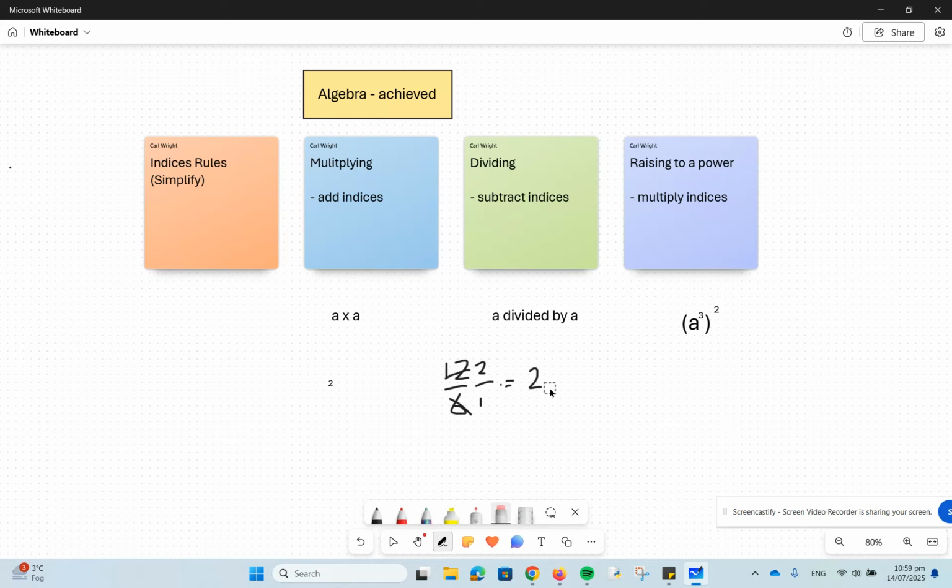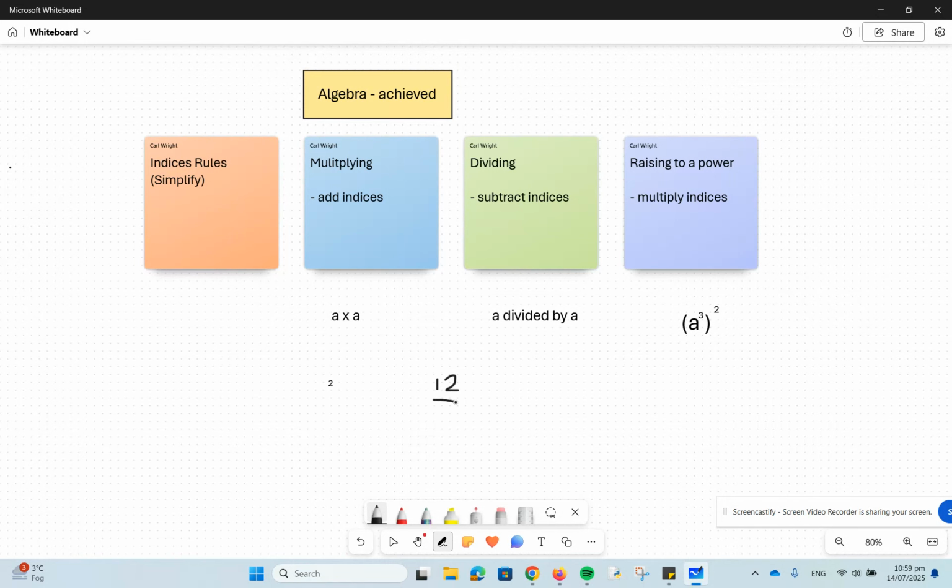Now, there is a rule if they do have letters in it. So when you're doing algebra and there are letters, then you have to do the rule. But let's try this one. Say, we'll just do it without letters first, just to make sure you understand it.